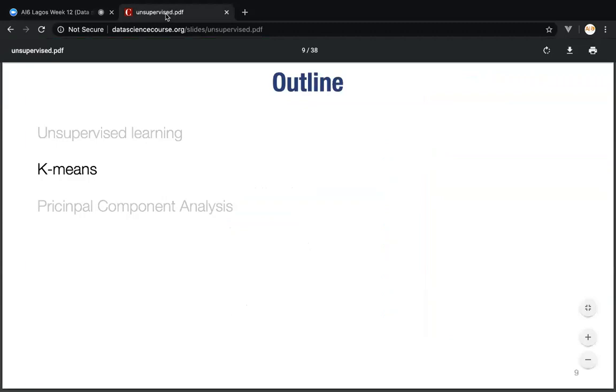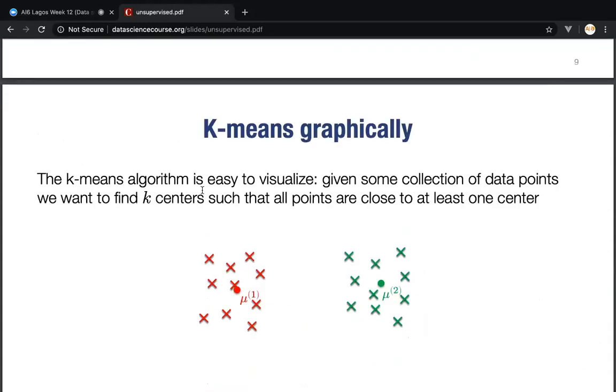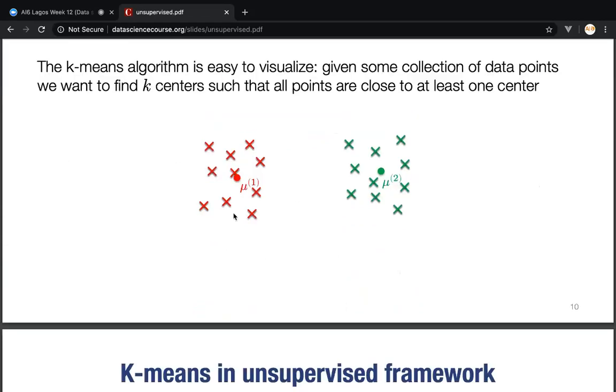So now let's talk about the K-means algorithm. And as we start the K-means algorithm, you should have in mind all the discussions I had with Fatima. So this is what the K-means algorithm is. The K-means algorithm is easy to visualize. Given some collection of data points, we want to find K centers such that all points are close to at least one center.